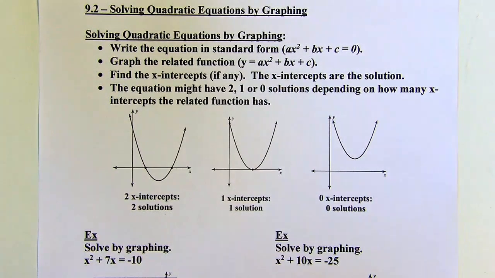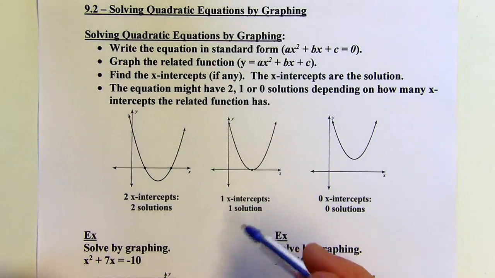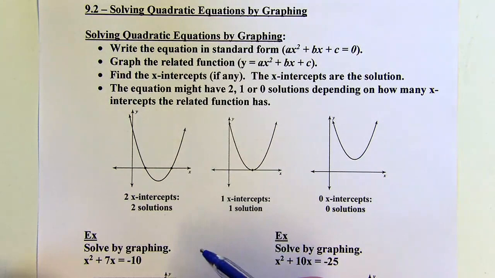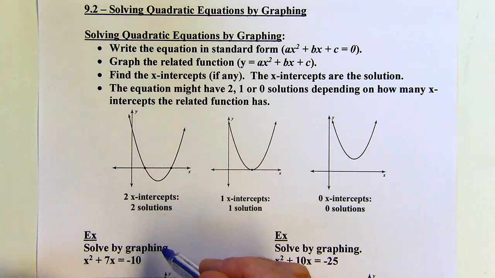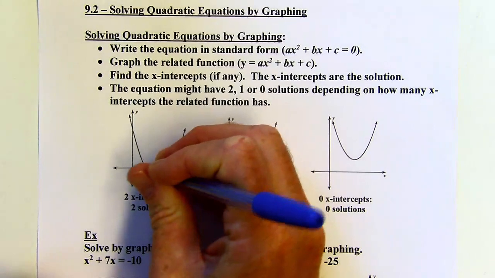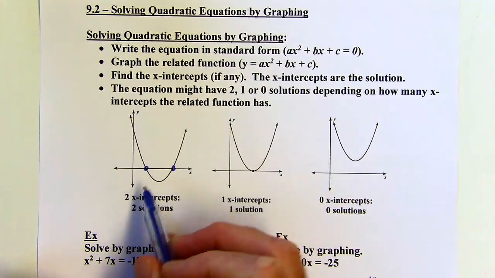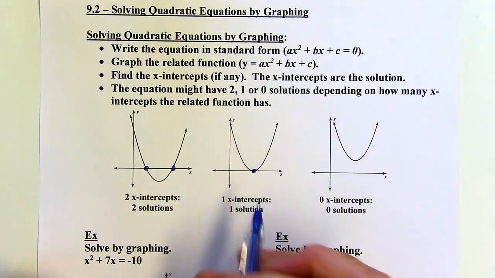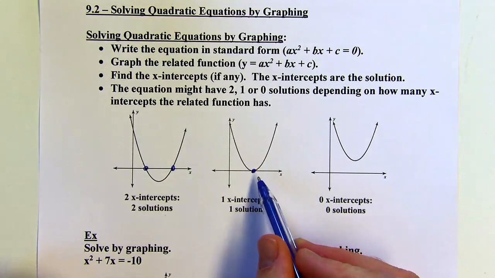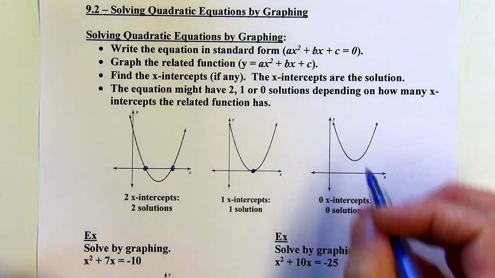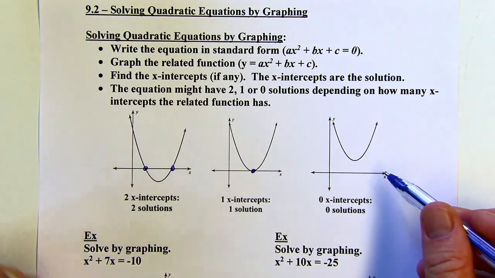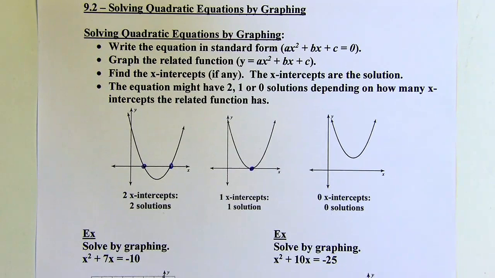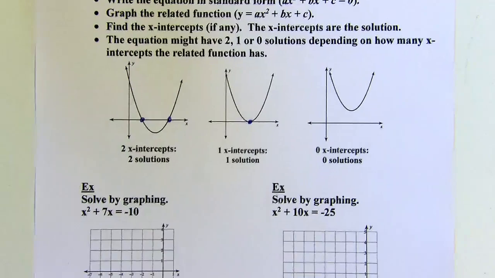All right. So with a quadratic equation, you could have 2, 1, or 0 solutions, and that all depends on how many x-intercepts. A lot of parabolas are going to have 2 x-intercepts, so they'd have 2 solutions. But if the vertex is right on the x-axis, it'll just have 1 x-intercept and 1 solution. And if it never crosses the x-axis, then it won't have a solution at all. So those are all possibilities. Let's get down to an example here.